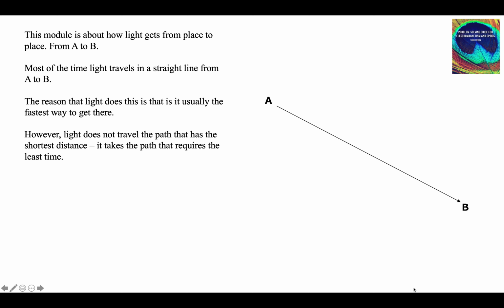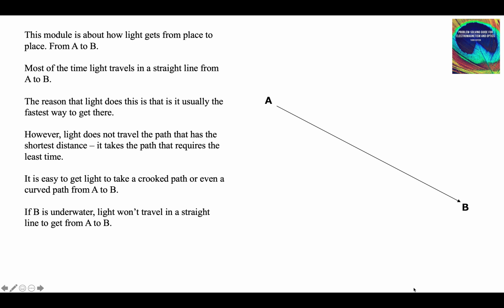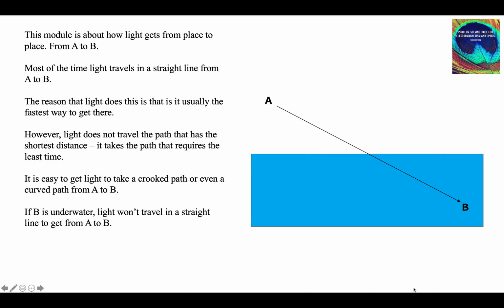However, the rule is light does not travel the path that takes the shortest distance. It takes the path that requires the least time. Most of the time, it's a straight line. But it's easy to get light to take a crooked path from A to B, or even a curved path from A to B. If B is underwater, light won't travel in a straight line to get there. It doesn't do that. It does this.